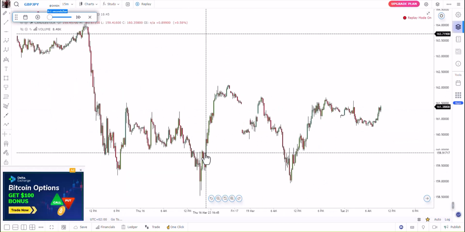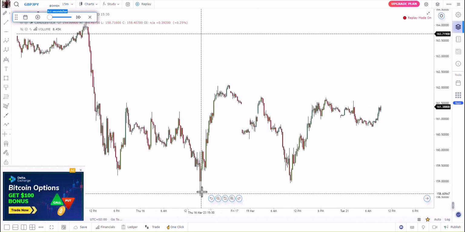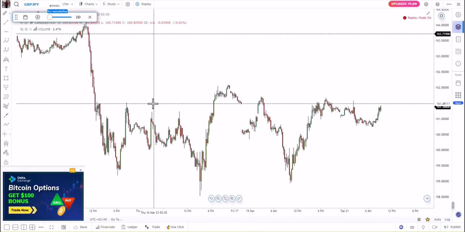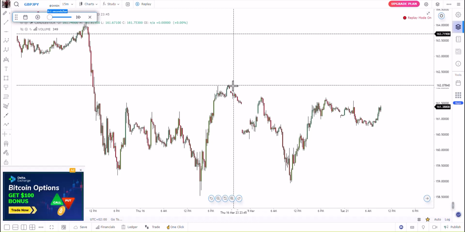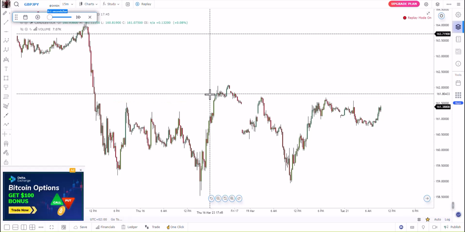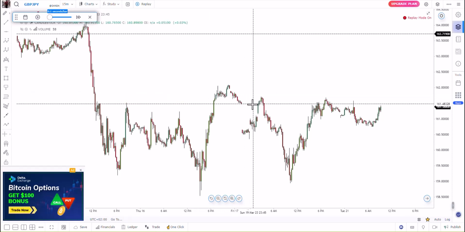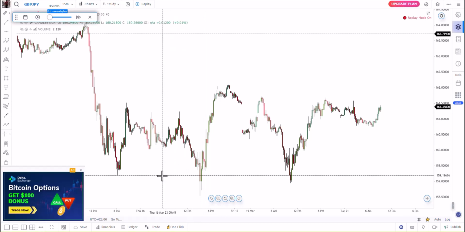As you can see here, we created a lower low, lower high, and then a lower low. Instead of mitigating this to create another lower low, we broke this lower high and created a higher high. That is called a change of character. So after creating a change of character, you have to wait. Remember, forex is all about waiting. You have to wait for the market to come to your demand zone.